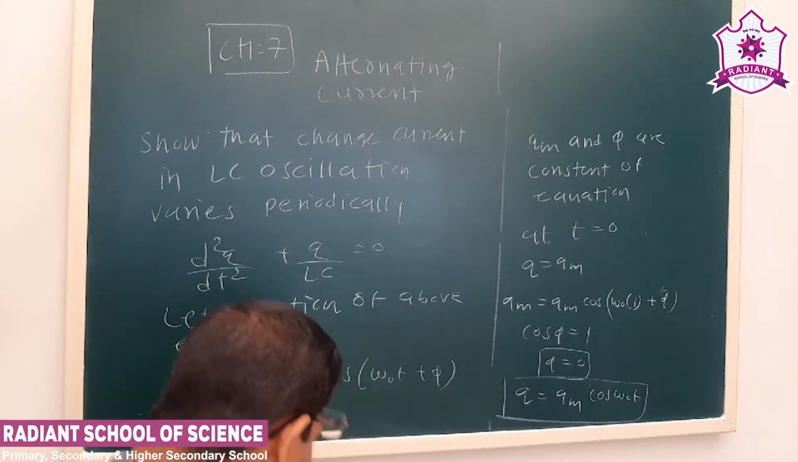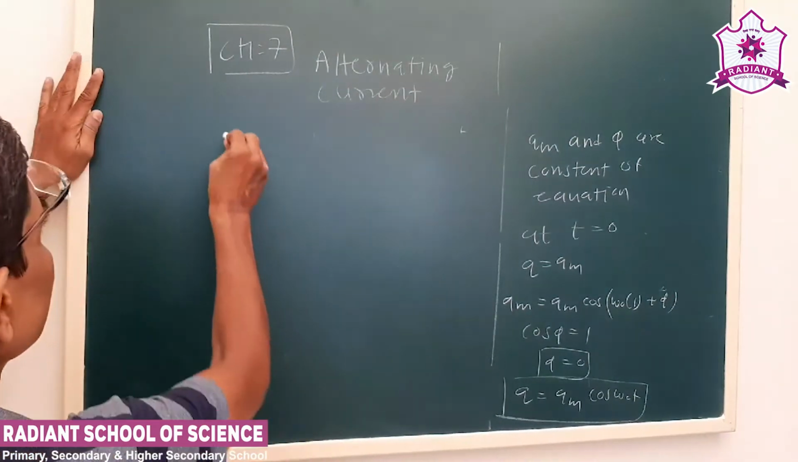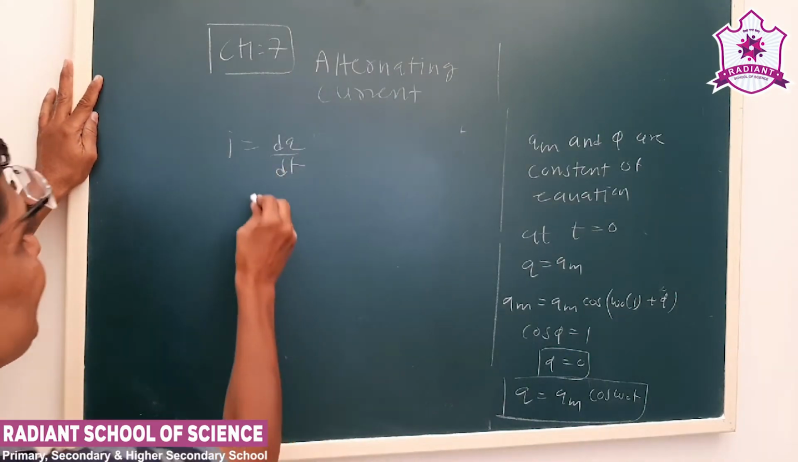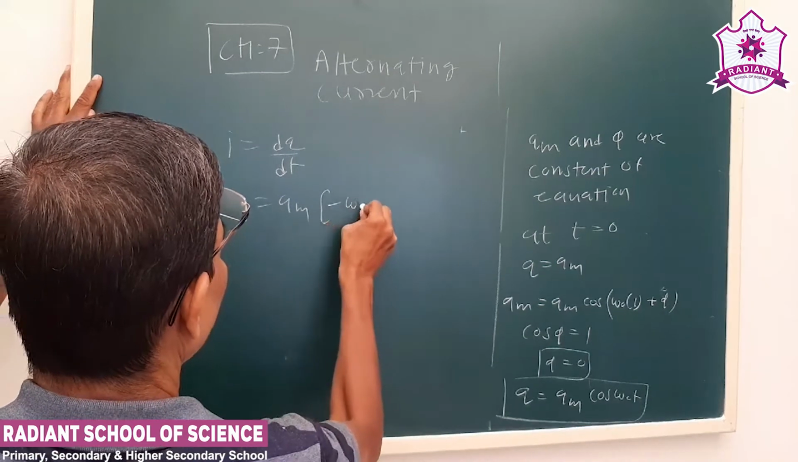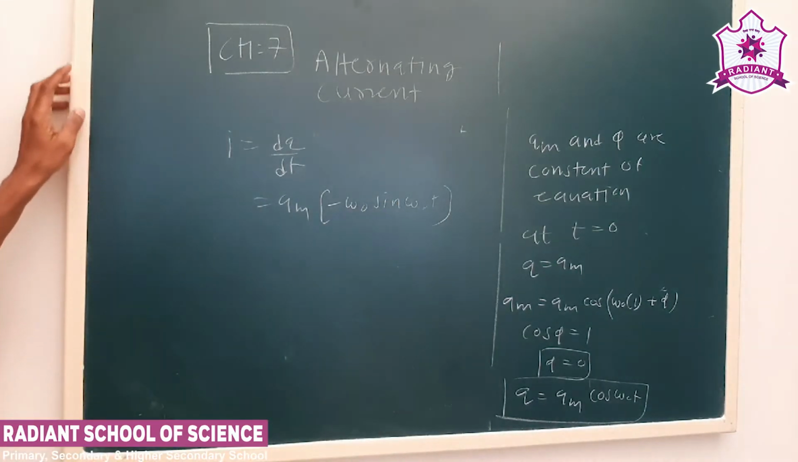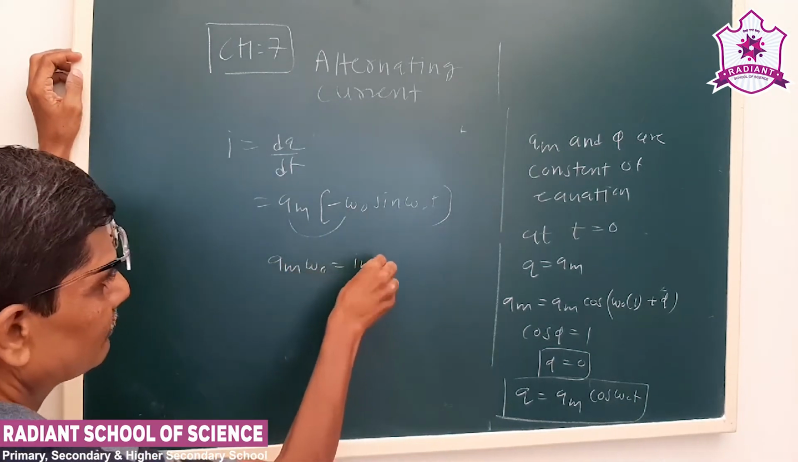Now see here, from that we can obtain the current. We know I is equal to minus dq by dt, that is qm into minus omega 0 sin omega 0 t. Okay, now qm into omega 0 is Im, that is the maximum current.